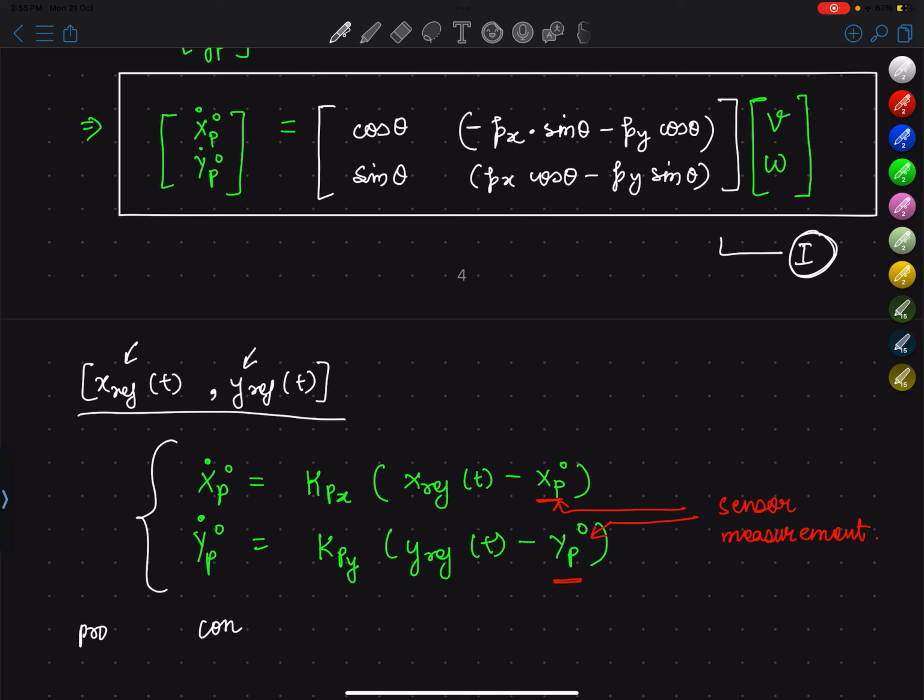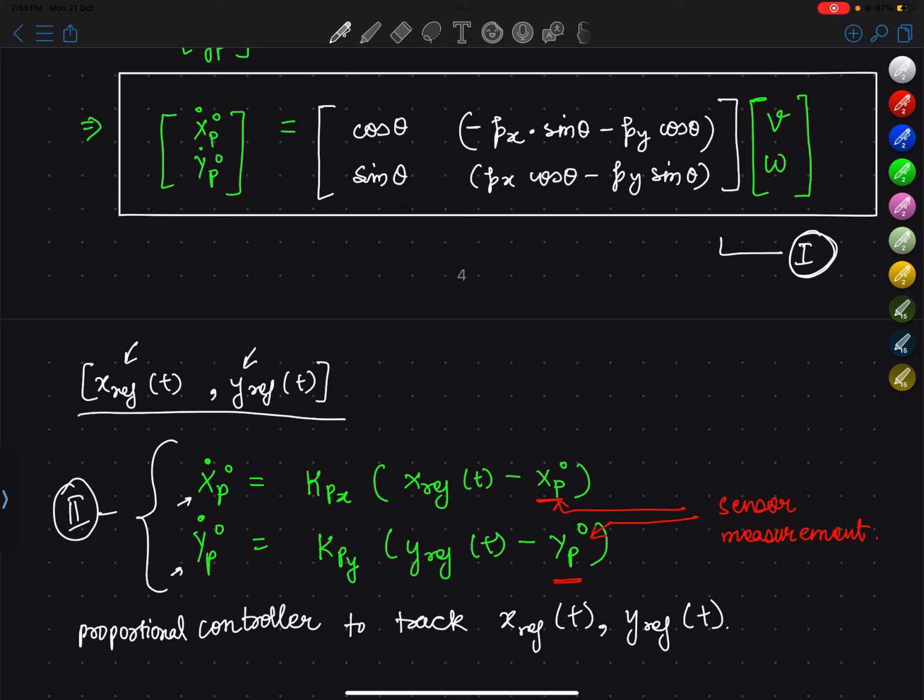We call it a proportional controller, because the input that we are trying to give is directly proportional to the error. That's why it's called proportional control. So a proportional controller to track xref(t) and yref(t). Let's call this our second equation. Now we know this is xp dot and yp dot, and this is our controller.